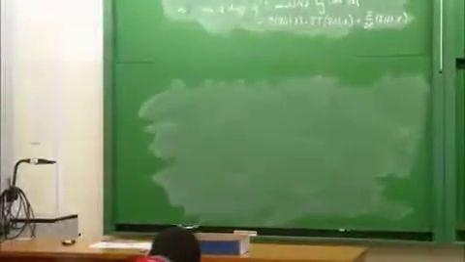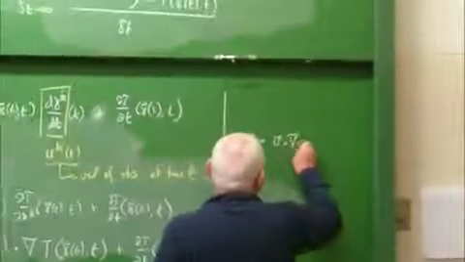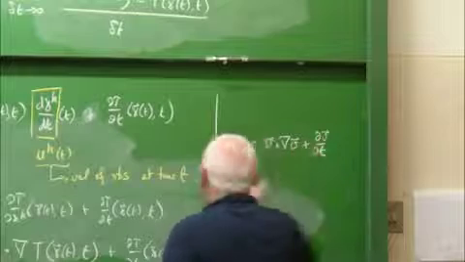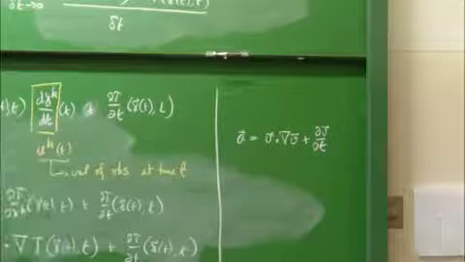Let me write it up here. The acceleration of the fluid was the fluid velocity dotted with nabla acting on v plus dv dt. Well, there it is. Except that this time it's v dot nabla acting on T plus dT dt. And so I can write that in a similar shorthand to that one.